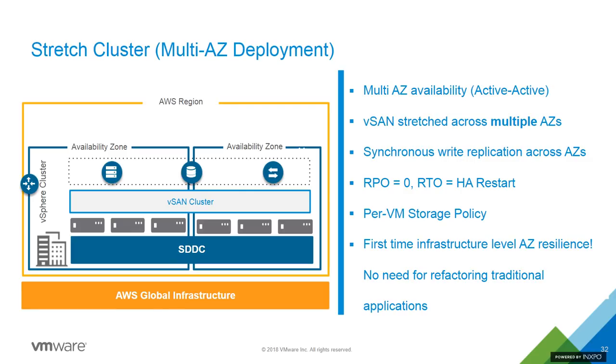But what we have here is the ability to synchronously write to both availability zones, which means that in the event of any sort of outage in an availability zone, your RPO is 0. The data is synchronously written to both AZs. The RTO for the affected availability zone is just the amount of time it takes for a vSphere HA restart of those virtual machines. So just like if you had a host go down in your current data center in a cluster, the amount of time it takes for vSphere HA to restart those virtual machines is the RTO that you would have in a stretch cluster.